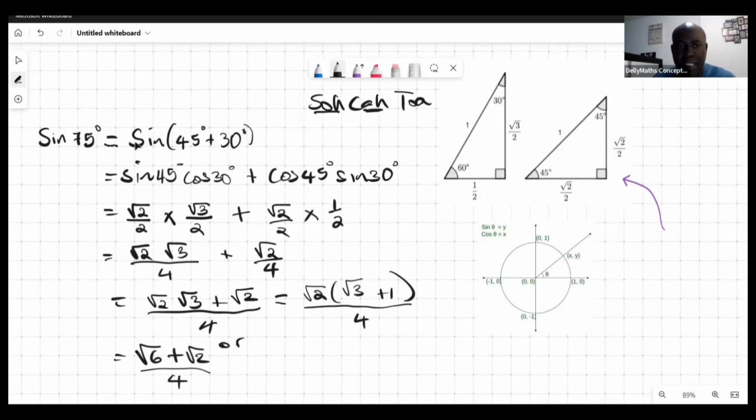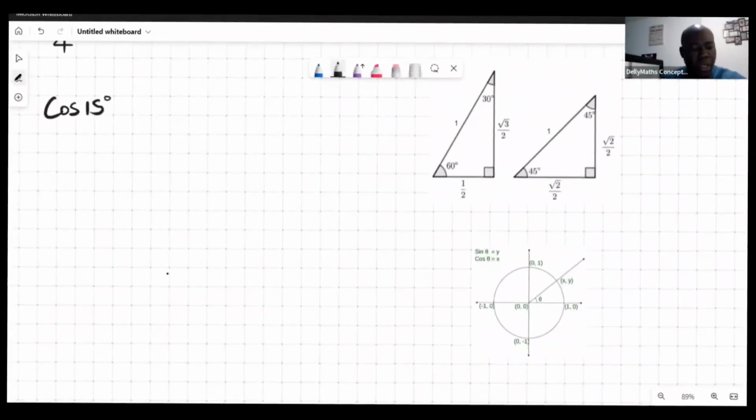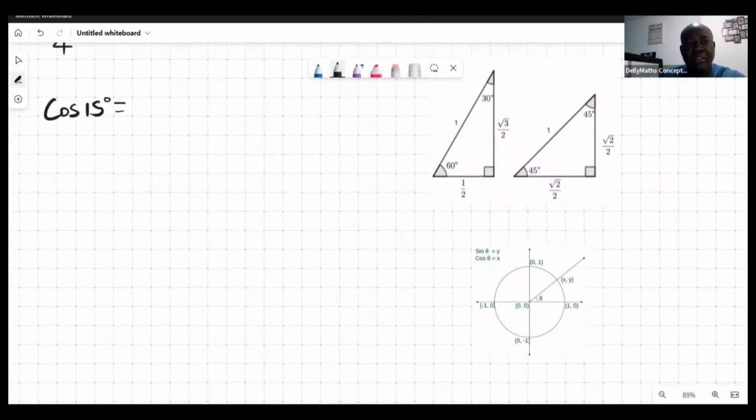All right, let's look at another problem. The cos of 15 degrees could be obtained by simply using the difference formula. So it's going to be cos of 45 minus 30 degrees. We could do that. Could have used 60 minus 45 as well. Now we're using the difference of the cos, so we need to flesh out what that formula is.